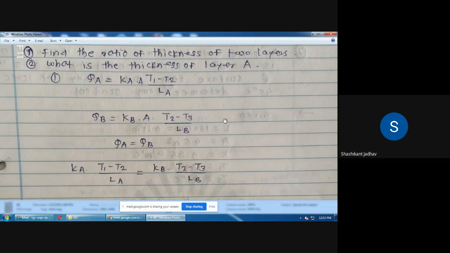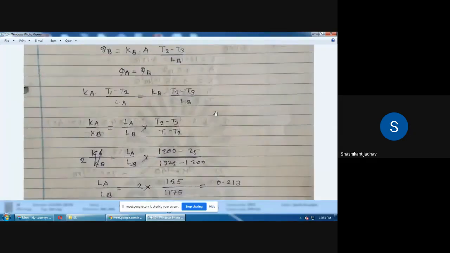Whatever heat transfer takes place through layer A is equal to the heat transfer through layer B. So we have to equate the equations of QA and QB. From that we get the equation: Ka into T1 minus T2 divided by LA is equal to KB into T2 minus T3 divided by LB. The area is the same because the heat transfer takes place through layers A and B having the same surface area, normal to the direction of heat flow.